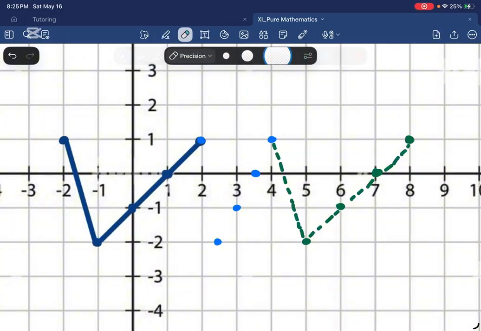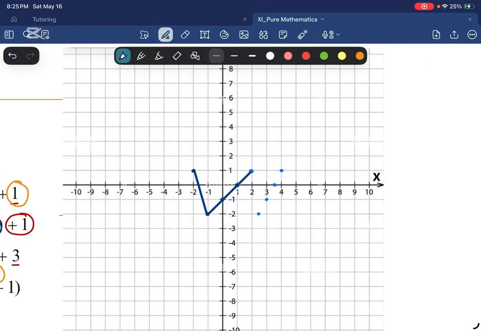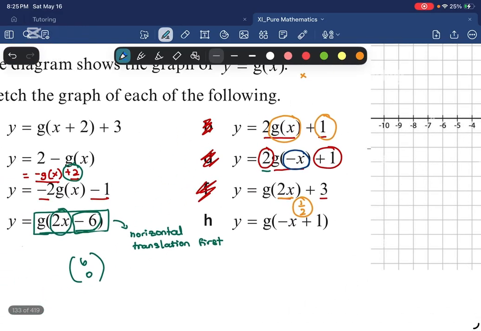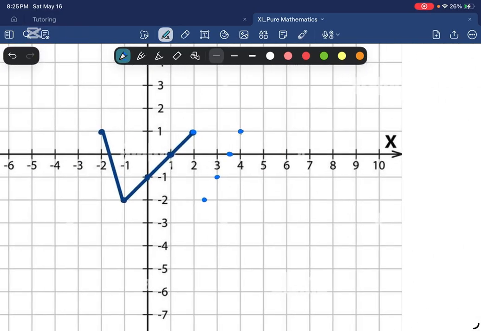So let me just erase the green line. Okay. And now finally, we want to, okay, that's it. There's actually no more operation. So our final solution, let me do it in red.